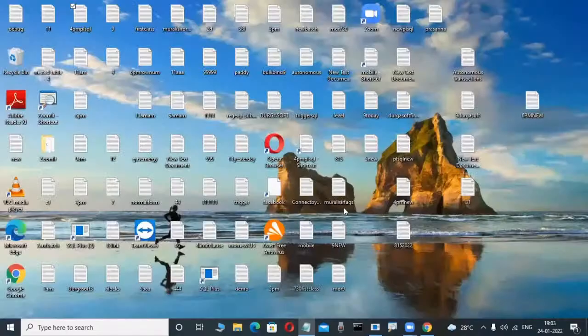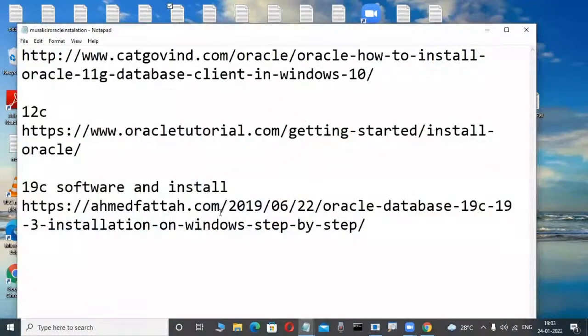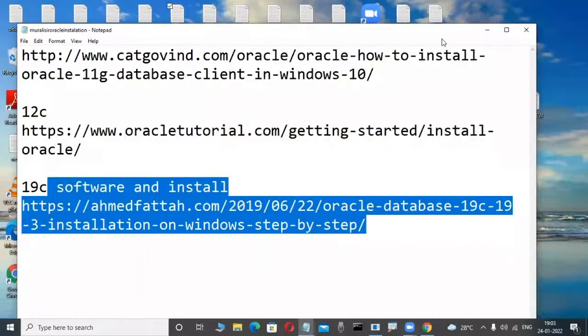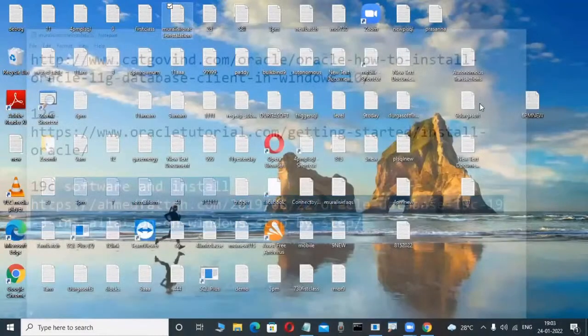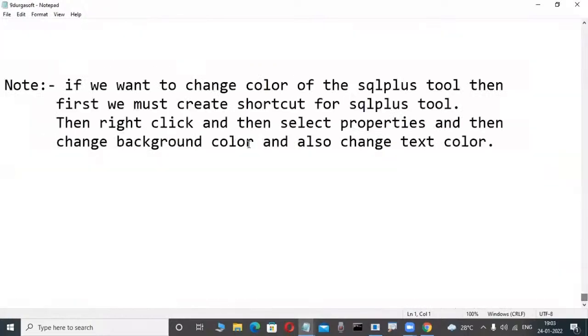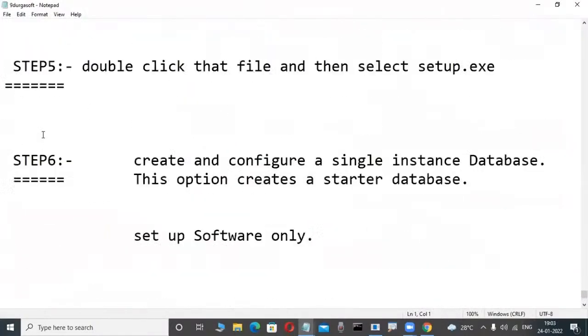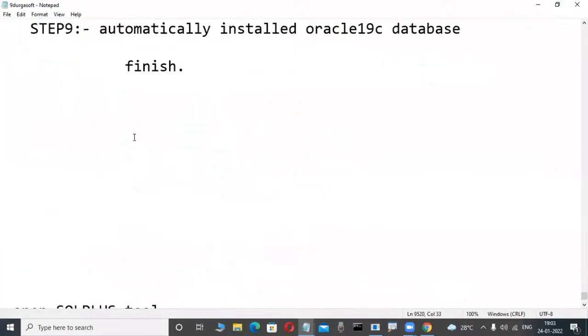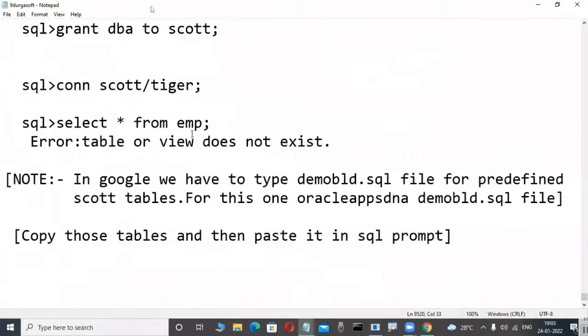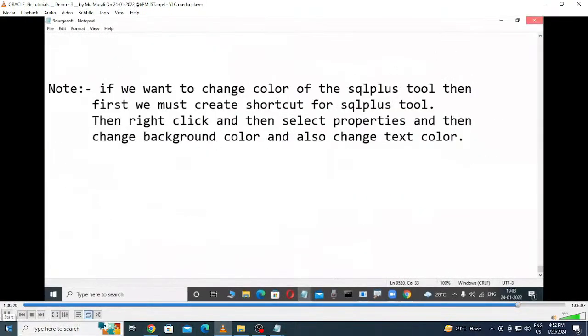About installation, I will tell you which sites we use to install easily. Whether you are interested in 11g, 12c, or 19c, anything, I will tell you the installation steps also. One of these days I will tell you how we install these softwares, which user, which tool, what the user is, all the things. In actual classes.